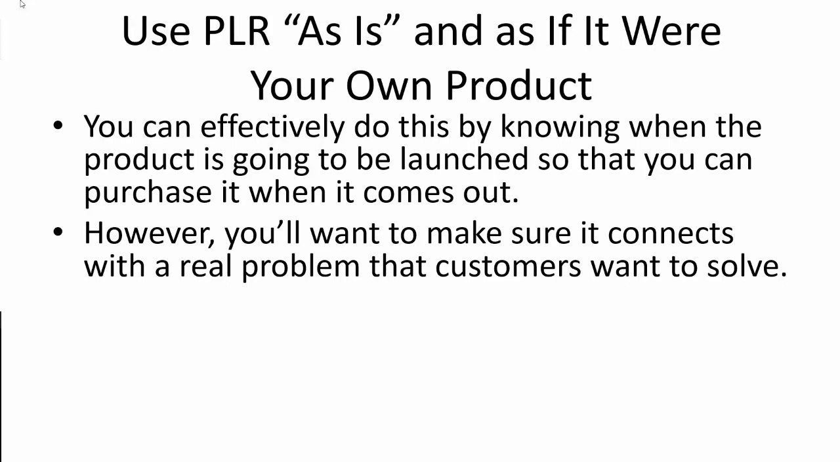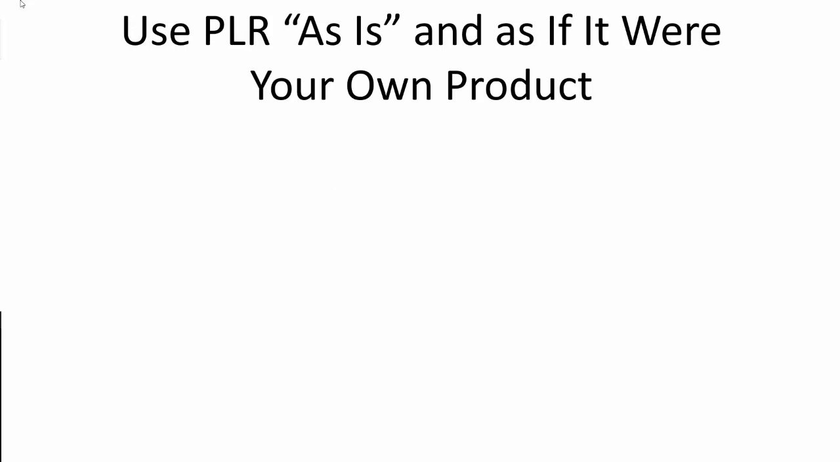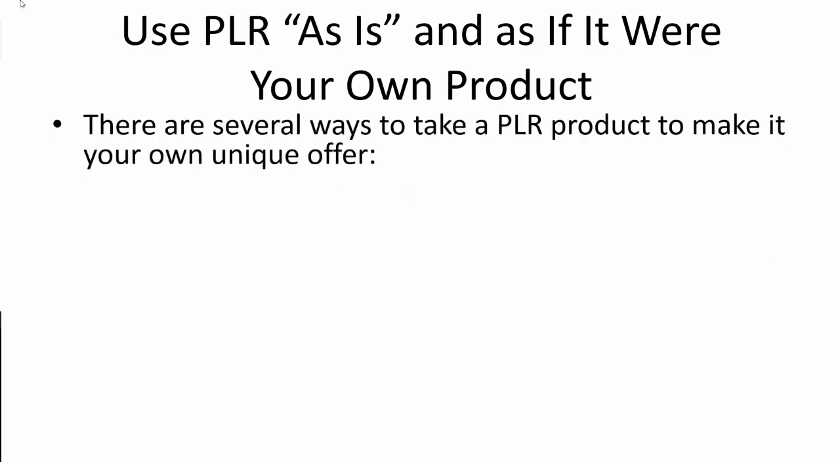And when you do that, what you're doing is tailoring the PLR product to meet a particular need, or angling it or slanting it so that it's talking about something that they really do have an interest in. And to do that, you're going to want to make sure that you're adding very unique components so that even if the base product all by itself is the same as others are selling, your offer is still going to be unique because you're adding those unique aspects, and you are pushing it toward a particular problem that you know they're having. Now, there are several ways to take a PLR product and make it your own unique offer. So we're going to talk about those now.